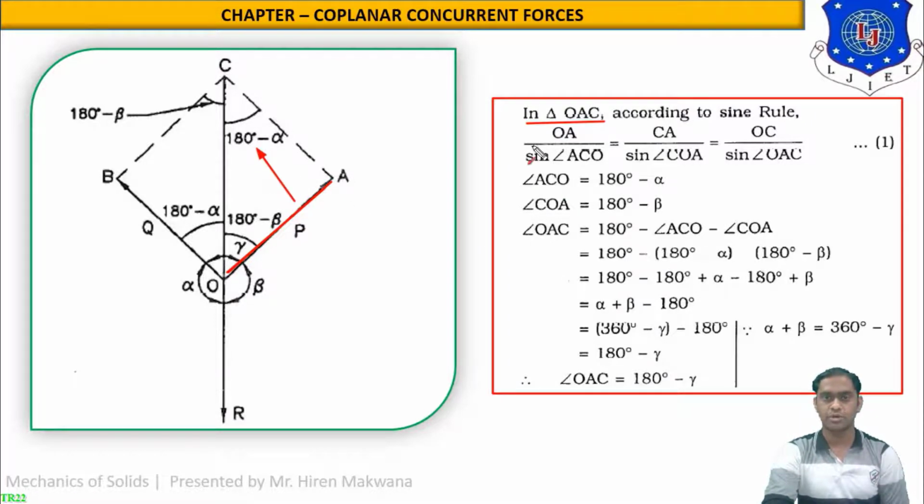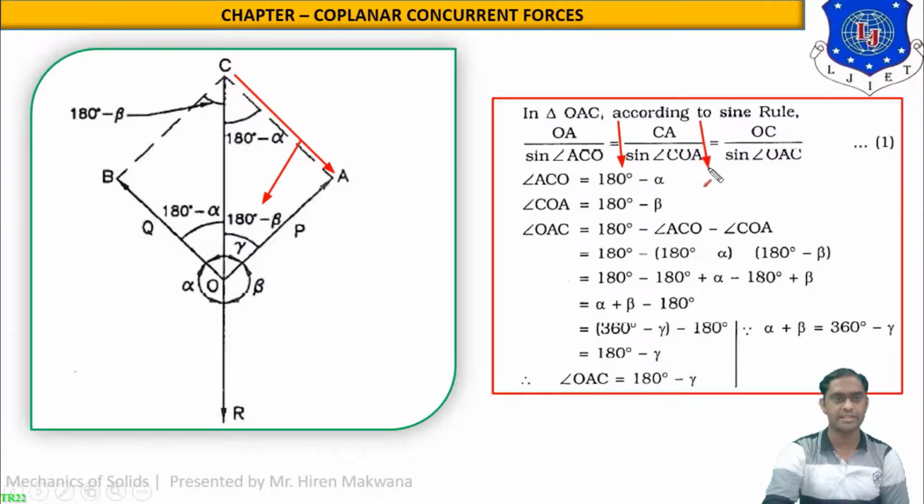So the opposite angle of the line OA will be 180 minus alpha. So as per the sine rule, OA upon sine angle ACO. Okay, so this is the sine rule: side divided by opposite angle in terms of sine, not cos. The second side will be CA. Then the opposite angle of CA will be 180 minus beta. So here it is the equation CA upon sine angle COA. So here it is the opposite angle of CA.